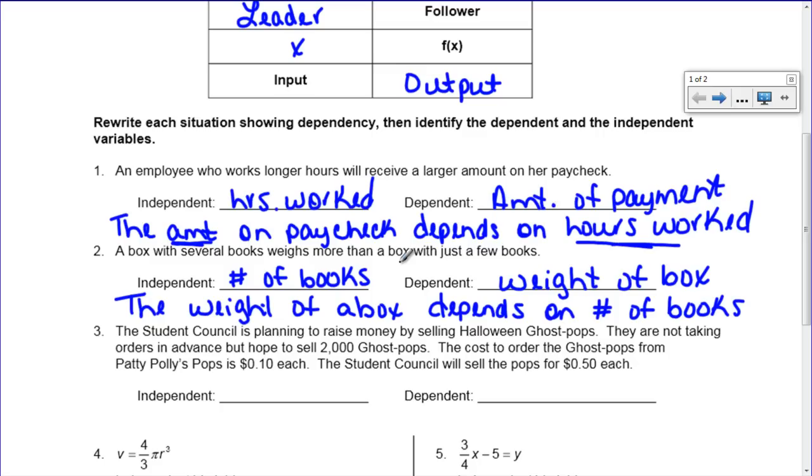So the first thing we need to know is what are the variables? Well, the first thing that is going to be a variable is how much money they are going to make. The amount of money they're going to get is going to depend on how many of these ghost pops they sell. And so the dependent variable here is going to be the money, or their money raised, or their profit. And the independent variable is going to be how many ghost pops they sell.